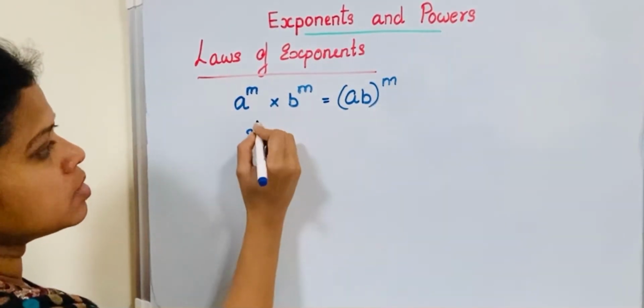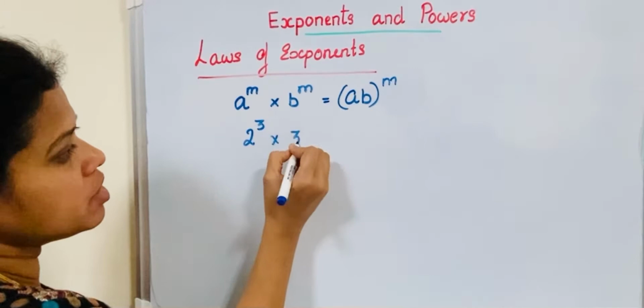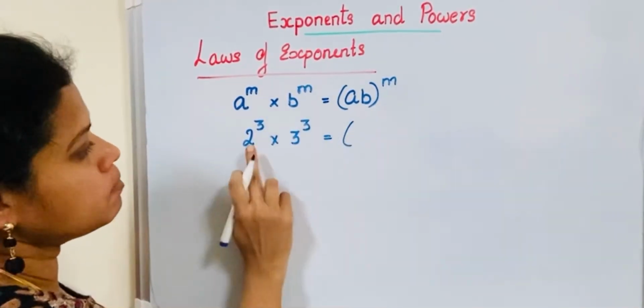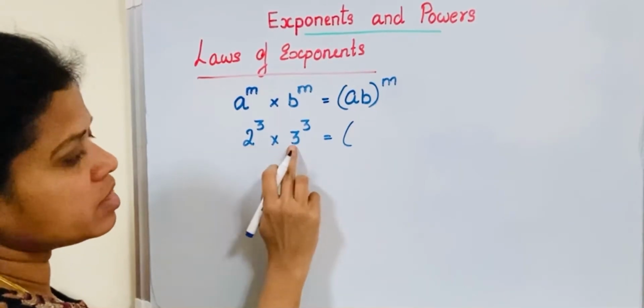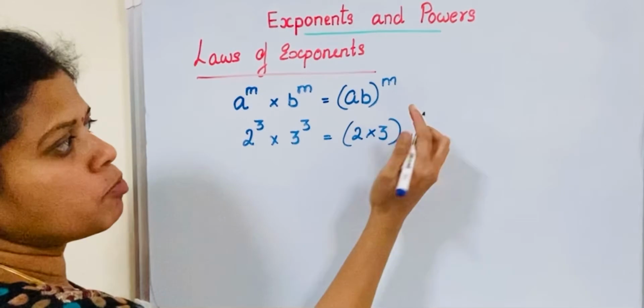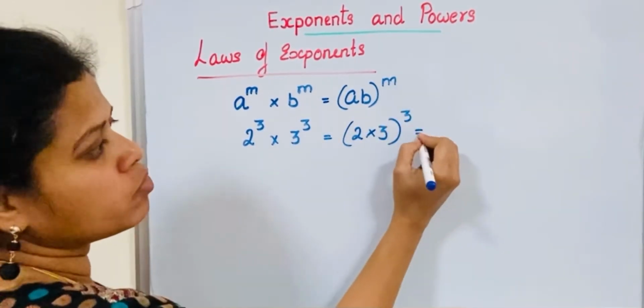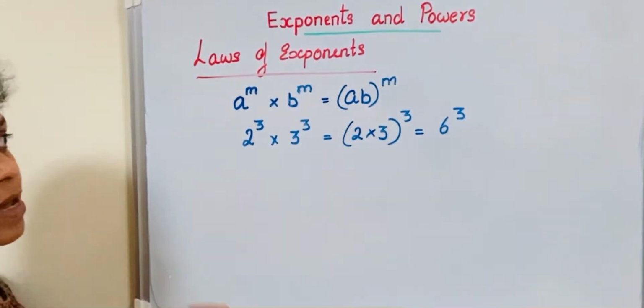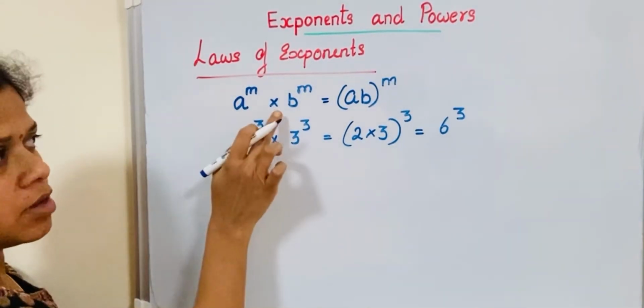Example, if it is 2 power 3 into 3 power 3, then to write the answer, just multiply the base, 2 here, 3 here. So 2 into 3 and the common exponent is 3. So which means 2 into 3 is 6 power 3. Yes. This is in multiplication.